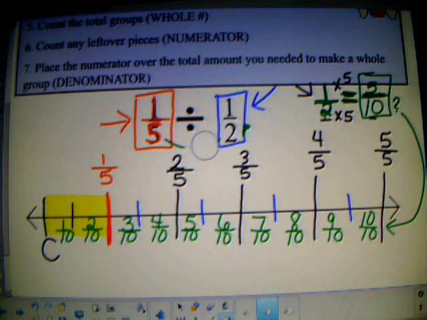Once I have found what my denominator is, I look to see what I did to get from this denominator to this denominator. I multiplied by 5, so I did that to my numerator as well to get my equivalent fraction.